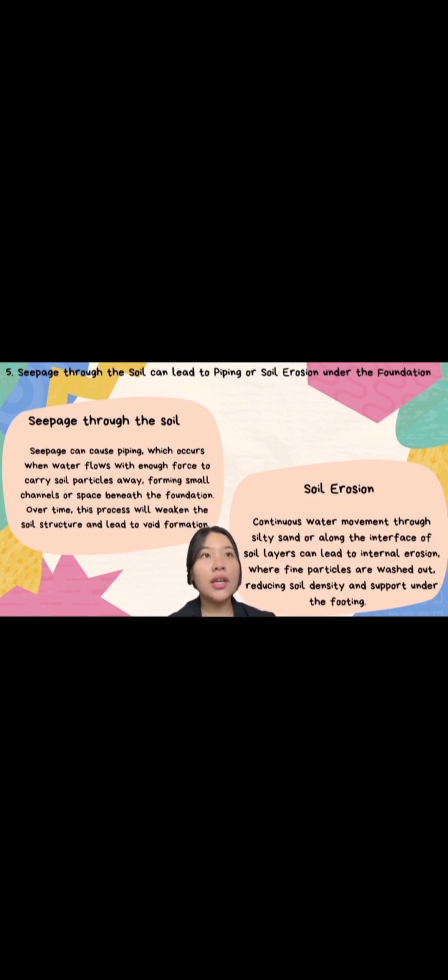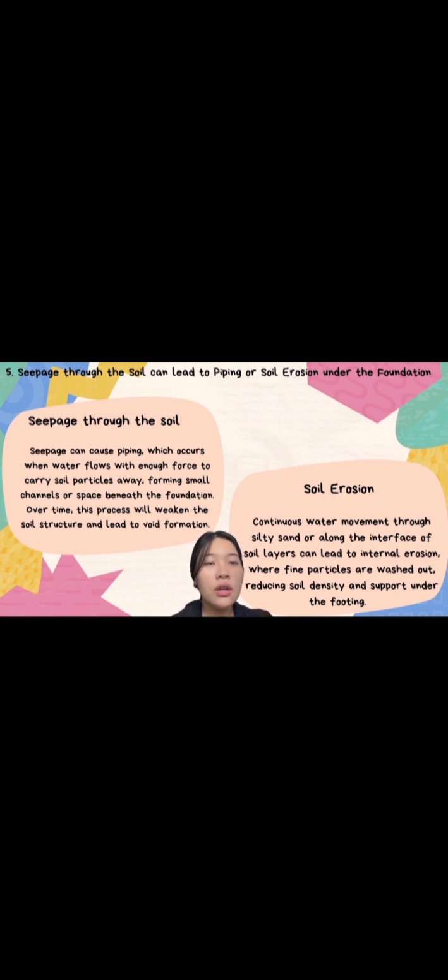Seepage through the soil can lead to piping and soil erosion under the foundation. Piping occurs when water flows with enough force to carry small particles away and form small channels or spaces beneath the foundation. Over time, this process will weaken the soil structure and lead to void formation.